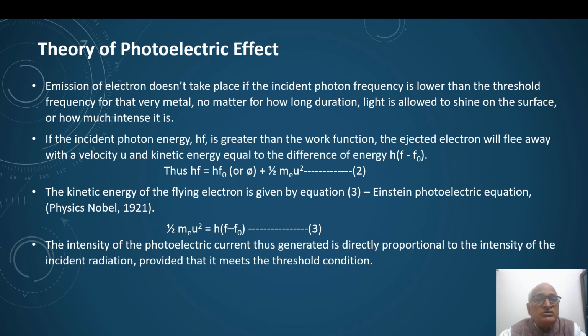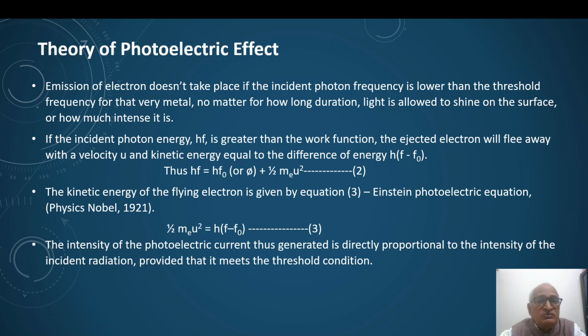Emission of an electron does not take place if the incident photon frequency is lower than the threshold frequency for that very metal, no matter how long the light is made to fall on the metal or how much is the intensity. If the threshold condition is not fulfilled, ejection of an electron won't take place. This is a very important point to note.